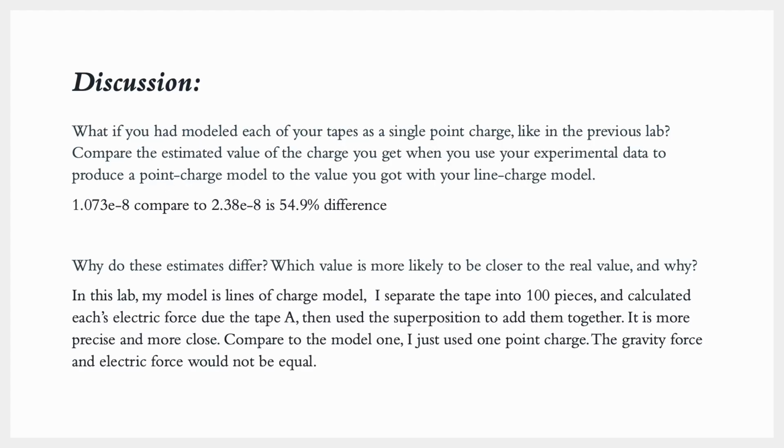Last but not least, for discussions: what if you had modeled each of your tapes as a single point charge like in the previous lab? Compare the estimated value of the charge you get when you use your experiment data to produce a point charge model to the value you got with your line charge model. For the point charge model, I got 1.073 times 10 to the negative 8. For the line charge model, I got 2.38 times 10 to the negative 8. They have a 54.9% difference. Why do these estimates differ? Which value is more likely to be closer to the real value and why?